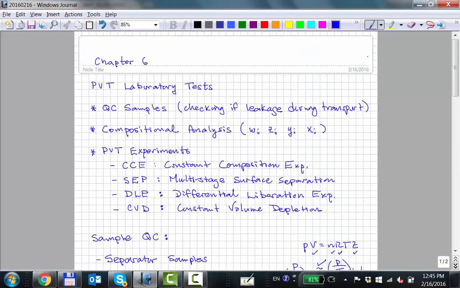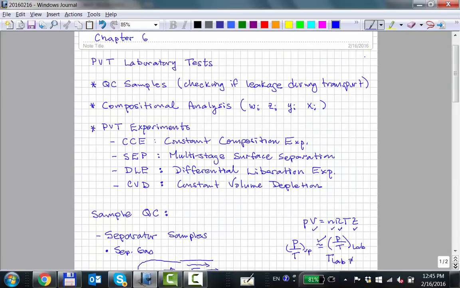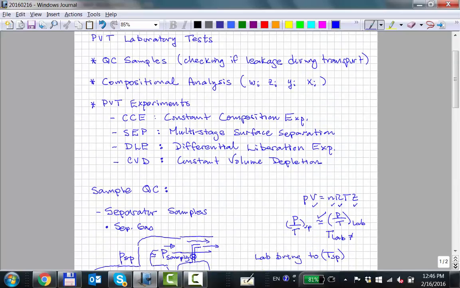If I chose to ask you a question on sample QC in the laboratory, the only question I could ask you is, why do you do it? And what would you say? To ensure there is no leakage. To make sure there wasn't any leakage. That's it. I might ask you how they do it, but that's the bottom line.